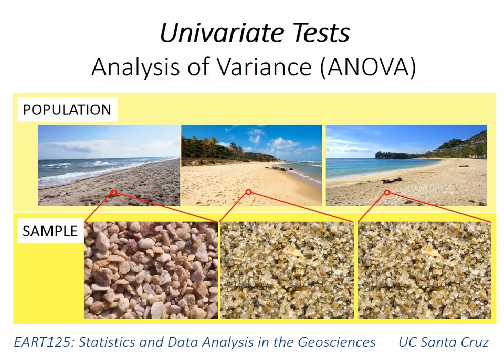In the previous video, you learned about the t-test, which is used to test for differences in the mean between two samples. But what if you have more than two samples, like, say, testing for differences in mean sand size on three different beaches, or four, or five, or ten, or however many? That's where ANOVA, or analysis of variance, comes into use.